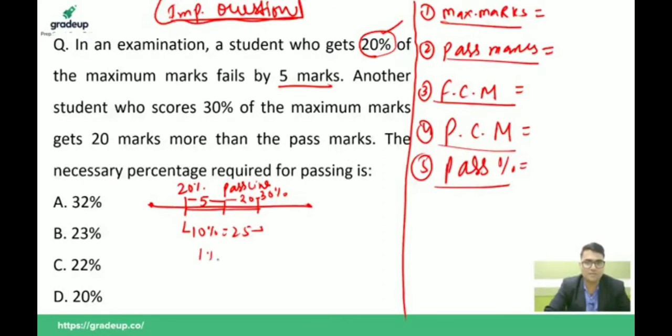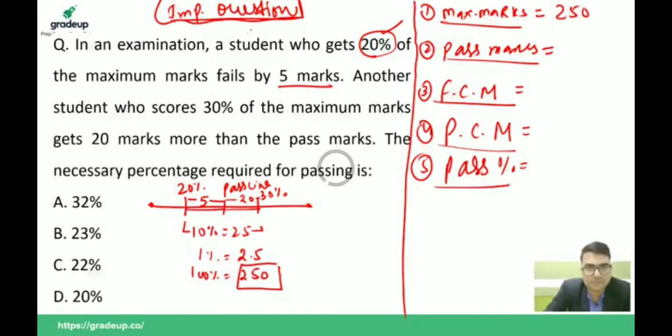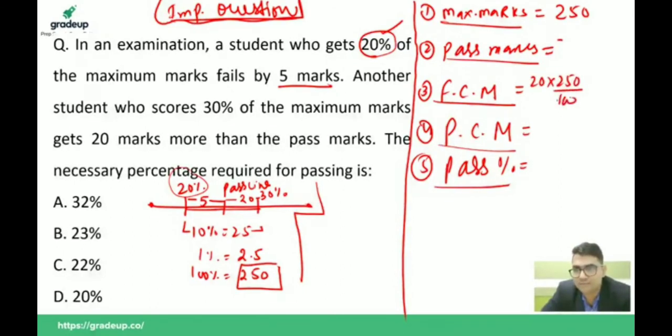So 10% is equal to 25, so 1% is equal to 2.5, then 100% is equal to 250. So this is the maximum marks, that is 250. Now failure candidate marks. Failure candidate gets 20% marks. Okay, so 20% of 250 is 50.